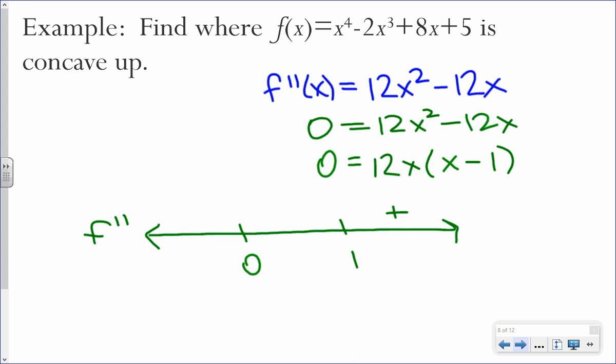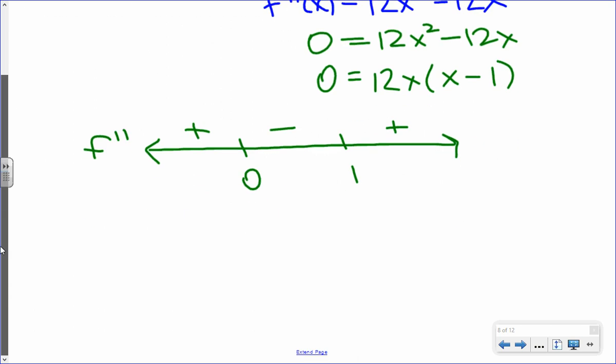To the left of 0, we plug in negative 1. 12 times negative 1 times negative 2 is positive. Okay, now you have a suspicion, right? Okay, we plug in 1/2. 12 times 1/2 would be a positive 6. 1/2 minus 1 would be a negative 1/2. You multiply those together for a negative.